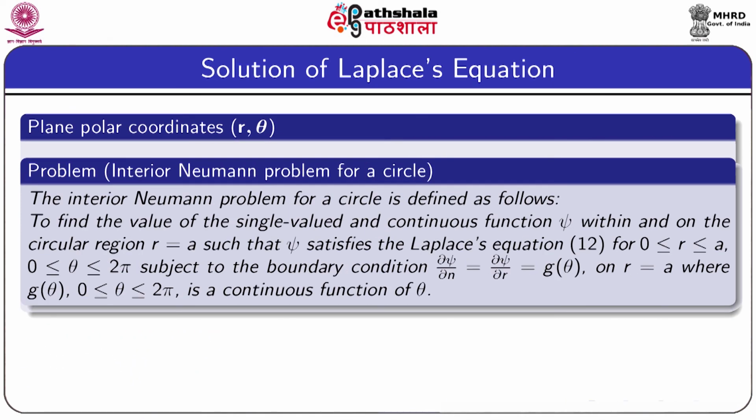Now, I am going to discuss the interior Neumann problem for a circle. For this case we have to find the continuous function psi which satisfies the Laplace equation together with the boundary condition where the normal derivative of the function psi is prescribed. So, we have to solve the Laplace equation 11 together with the boundary condition del psi del n equals, for this case, del psi del r equals g theta, where g theta is some continuous function of theta.